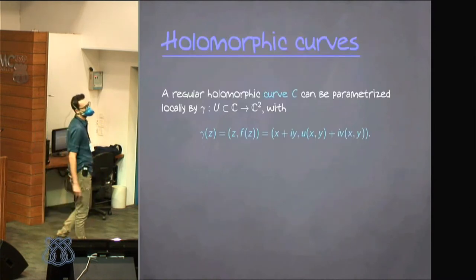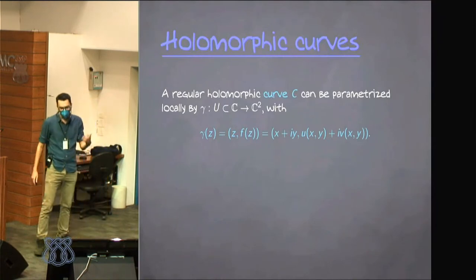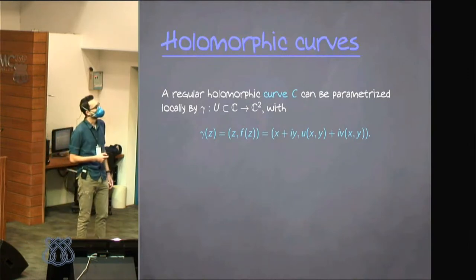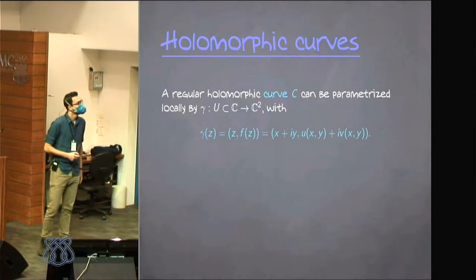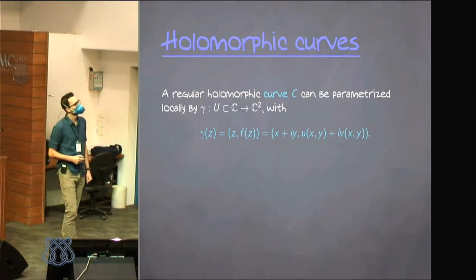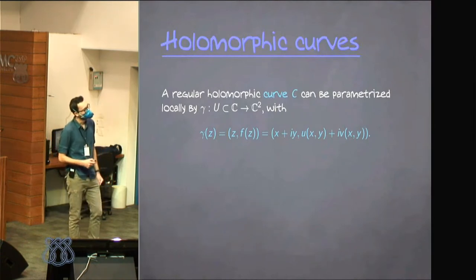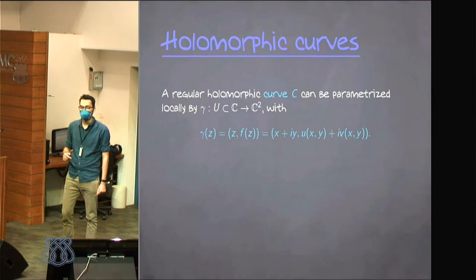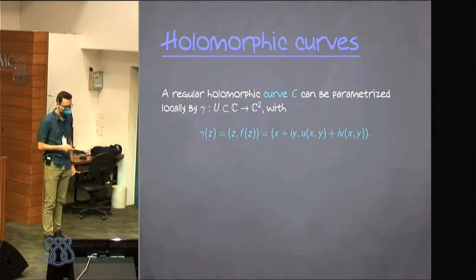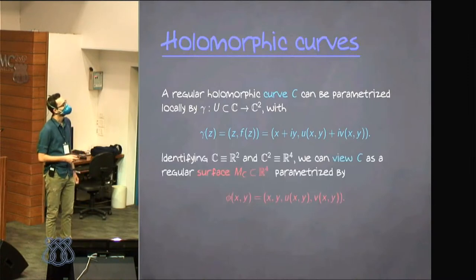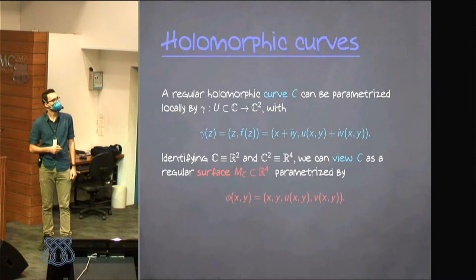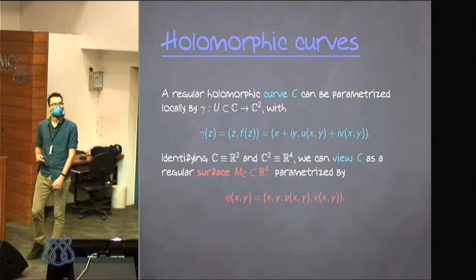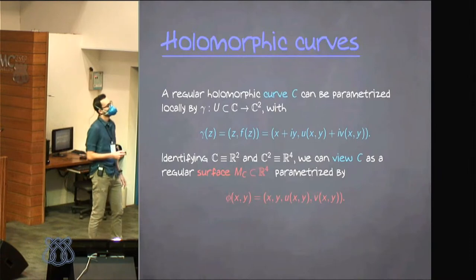Here we consider a regular holomorphic curve locally parametrized like that: gamma(z) = (z, f(z)), where z is a complex number in the variables x and y, and f is a holomorphic function. The component u is the real part of the function and the component v is the imaginary part. So we identify the complex two-space with R4, and because of that we can view our holomorphic curve as a Riemann surface.